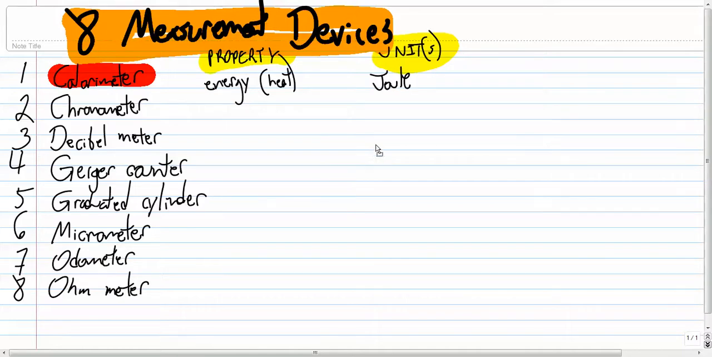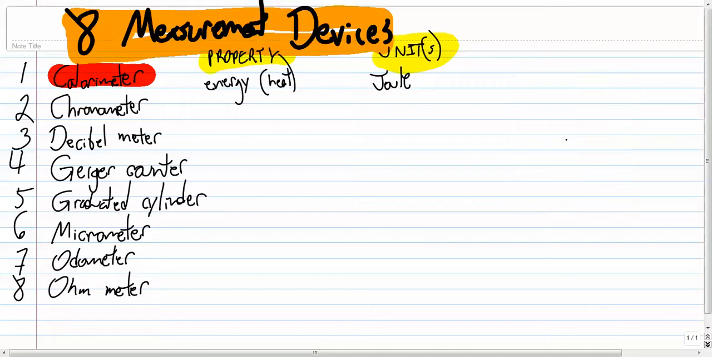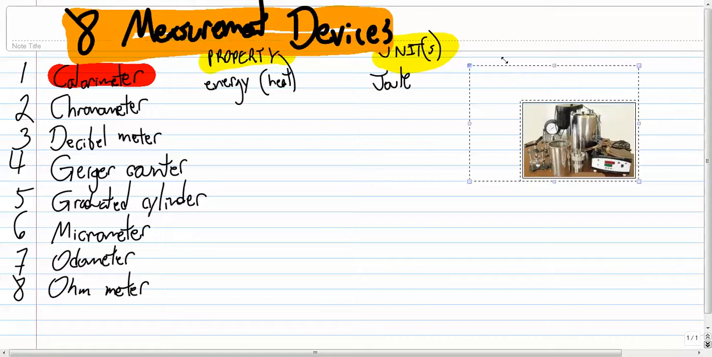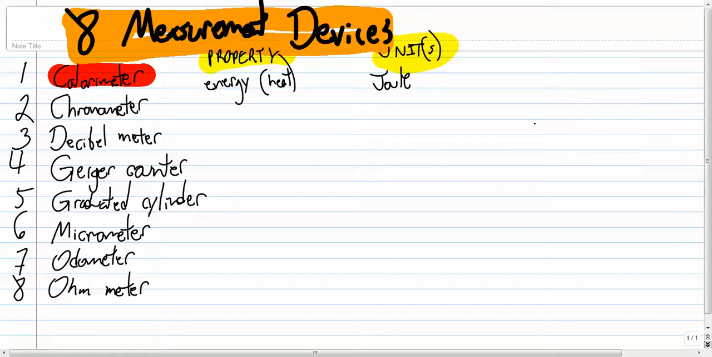Well, it can be something as simple as a styrofoam cup, where a reaction happens and you have a thermometer in it, and it measures the temperature, and from that you can figure out the energy. Or it can be something super complex, like what you might find in a university lab, and it's the same thing as a styrofoam cup, just way better. So that's calorimeter. Next off, let's go to a chronometer.